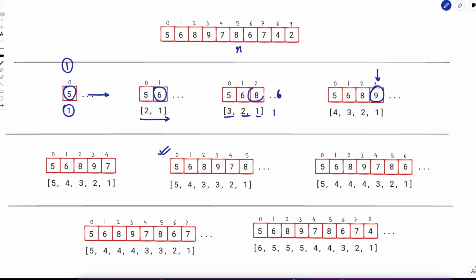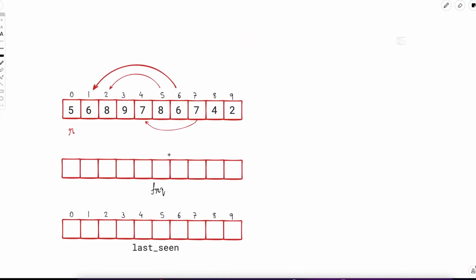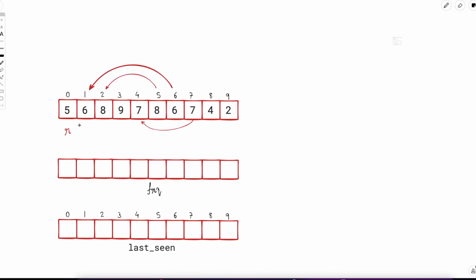Similarly, 8. Does 8 occur anywhere before? No. So we simply added 1 to everything until the current index. So there was 0 here, so this will now become 1, right? In the same fashion we will continue. So this is our overall trick. So let's just look at it one final time. Let's say this is the array. What is our algorithm? Algorithm is simple.